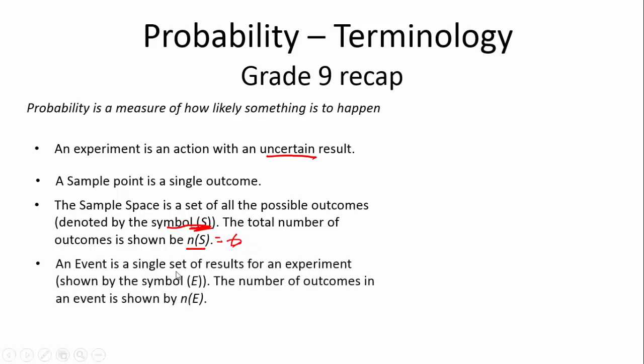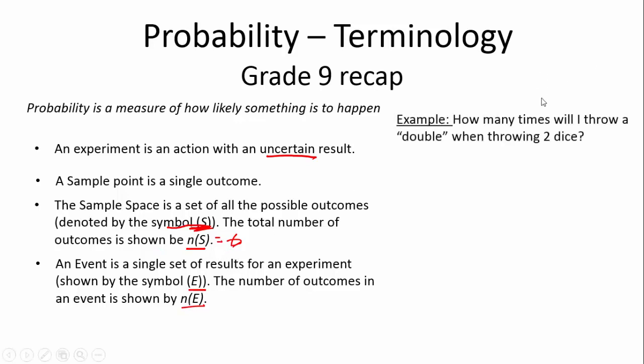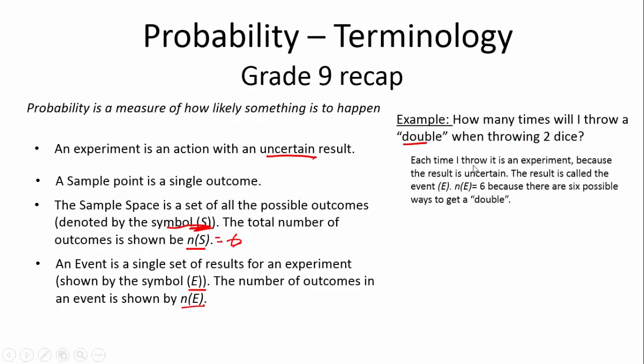An event is a single set of results for an experiment. This is shown by the symbol E. The number of outcomes in an event is shown by n(E), sorry. Okay, so let's have a look at an example. How many times will I throw a double? You might remember this from previous years, when throwing 2 dice. Each time I throw it, it's an experiment because the result is uncertain.